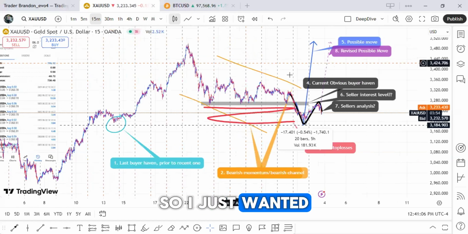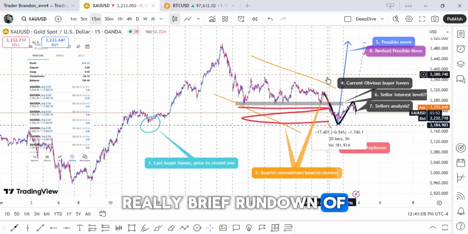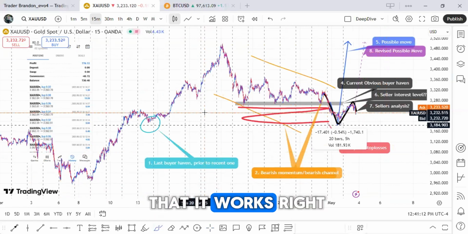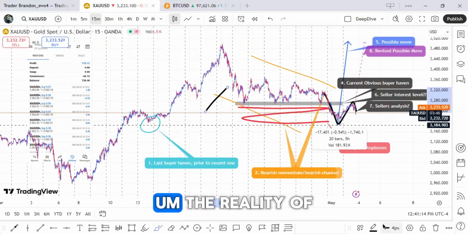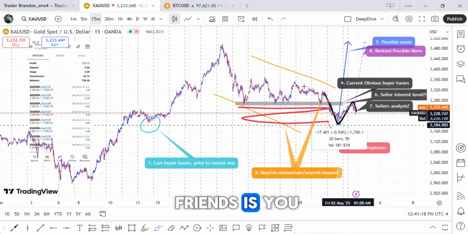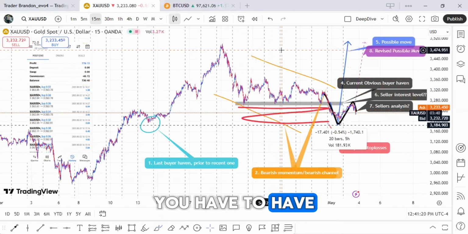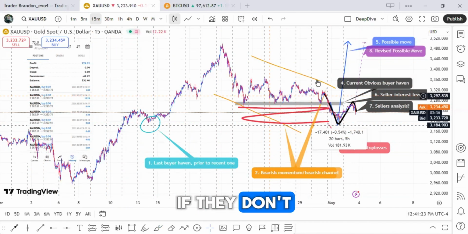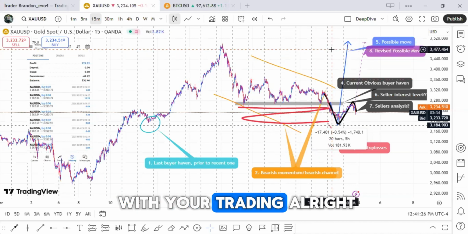So I just wanted to give this a really brief rundown of why my thought process worked and works the way that it works, right? The reality of this entire thing, my friends, is that, like I said, you have to have your analysis and your execution align. If they don't, you're going to have problems with your trading, right?